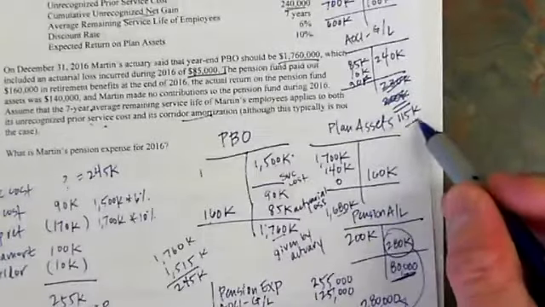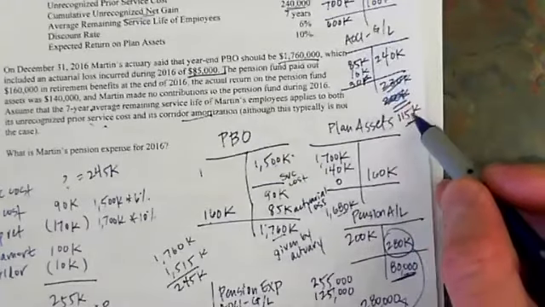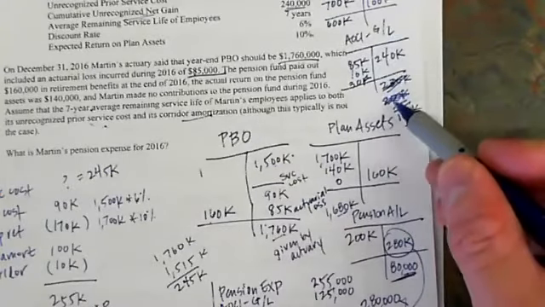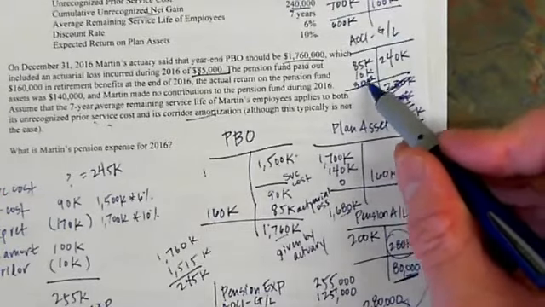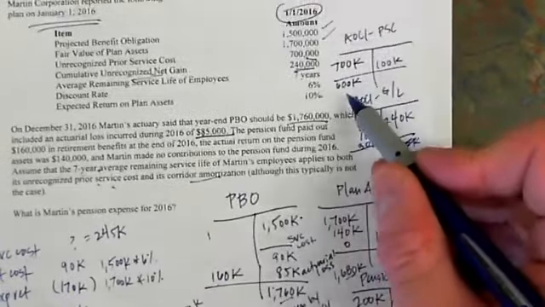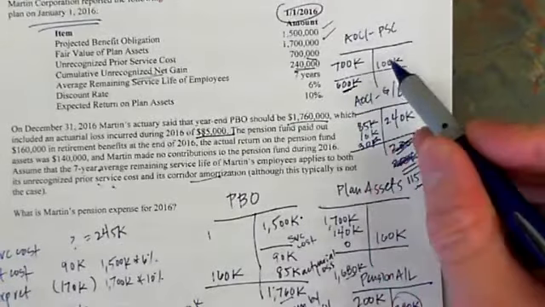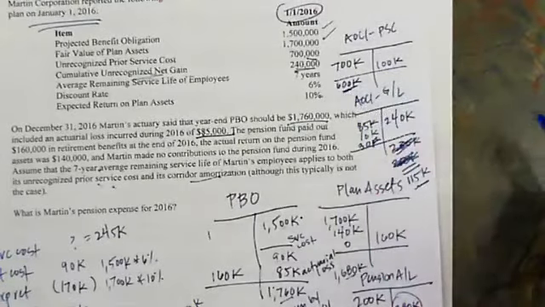The balance is a credit balance in my AOCI of $115,000. Sorry about the mess here. Just including the actuarial loss, the corridor, and the unexpected return. And then the balance for my AOCI PSC is $600,000 debit.